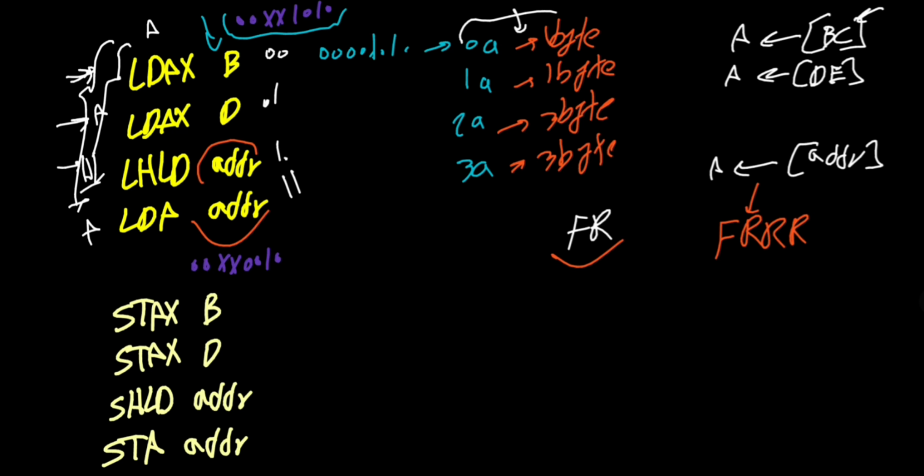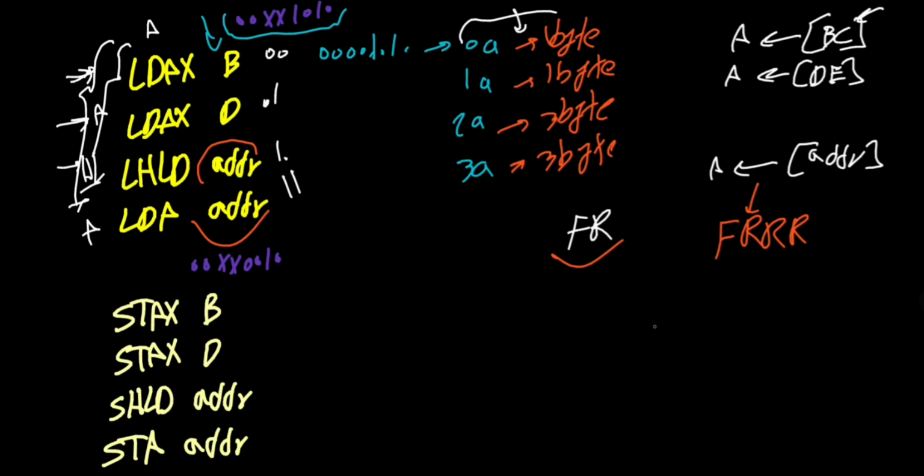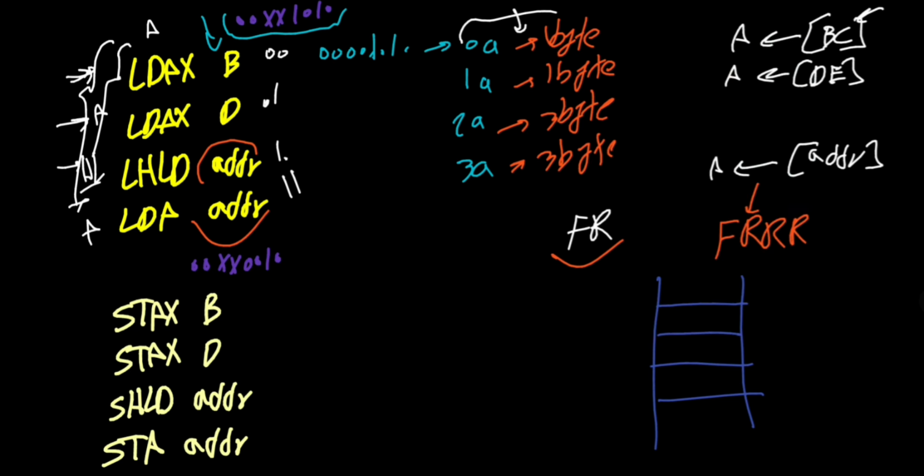But let's look at the third one, LHLD ADDR. So what this means is this. Let me give you this with an example from the memory, because it is a bit more tricky than the first 3. So let's say this is our memory. In the first memory cell, we would have the value of 2A, which is the opcode of LHLD, then 2 bytes for the ADDR.